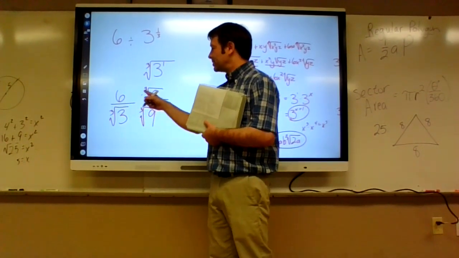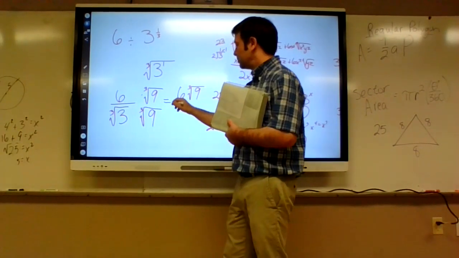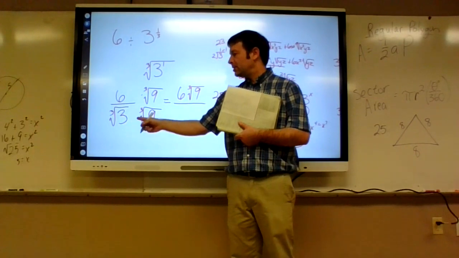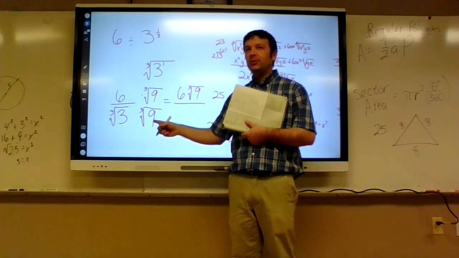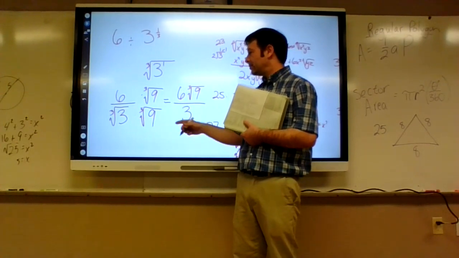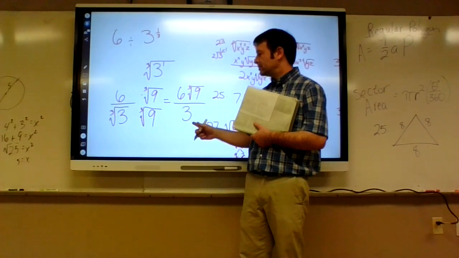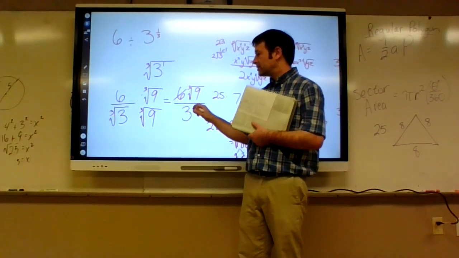So the top is 6 times cubed root of 9. And the bottom, 3 times 9, 27. What's the cubed root of 27? Normal 3. That's why we did it, to get rid of the radical. Okay, anything else? Yes, it simplifies. 6 and 3, right?